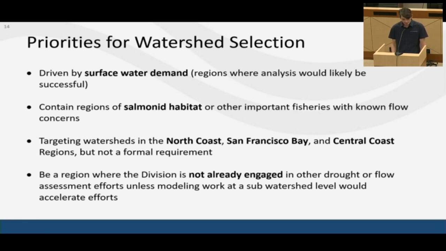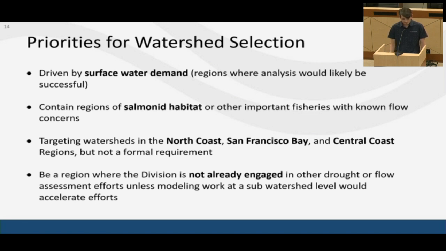So another area of emphasis that we used for our prioritization process was areas that contain salmonid habitat or other important fisheries, especially areas where water quantity concerns might be impacting those fisheries.